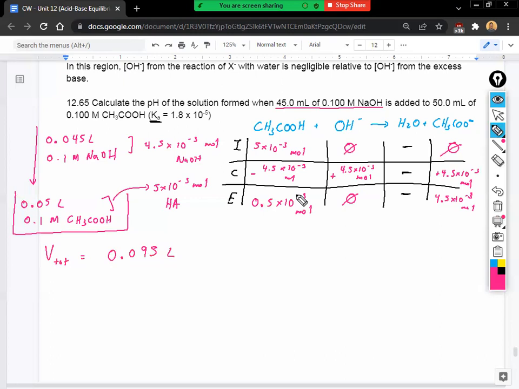Okay, and you guys should have everything that you need now to calculate the pH. So I'll give you guys about a minute and a half to calculate the pH for this system, and then we'll be all done.